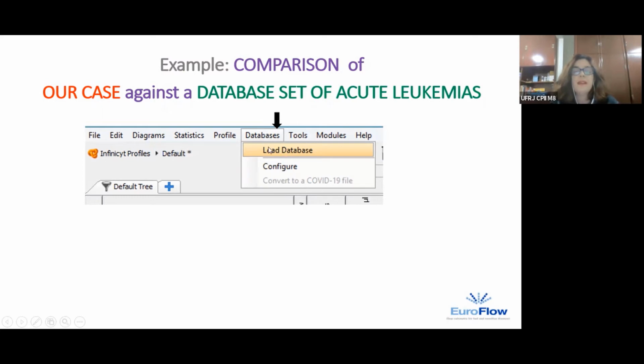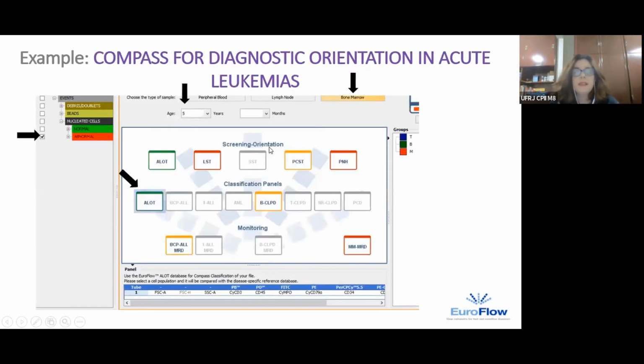We click here on load database. We have to inform the age of the boy, 5 years old, and the sample, whether it's peripheral blood, lymph node, or bone marrow. So it's a bone marrow, and we inform each population we want to compare with the database.